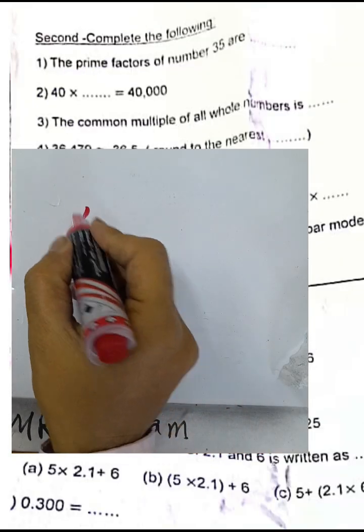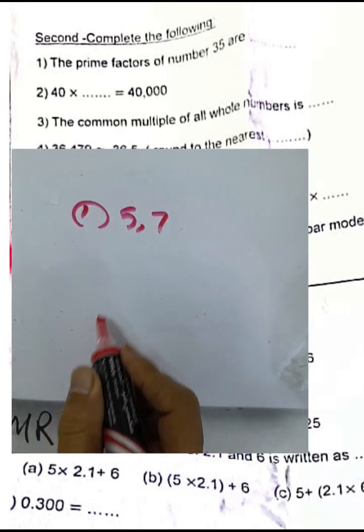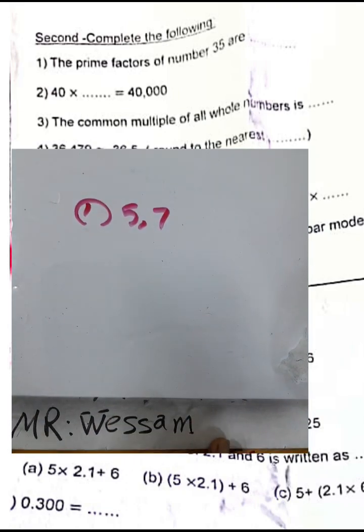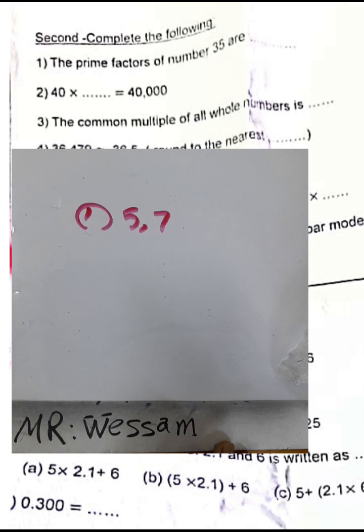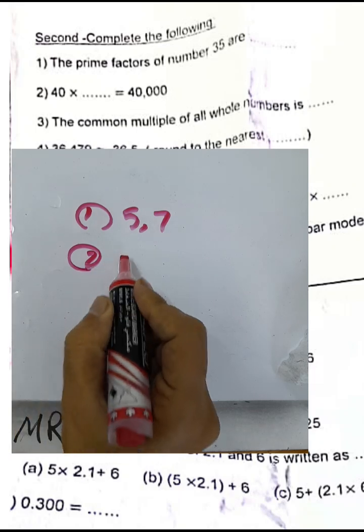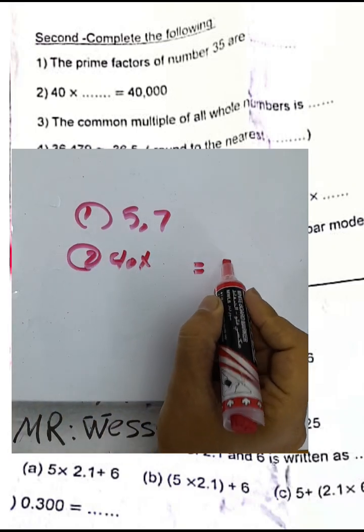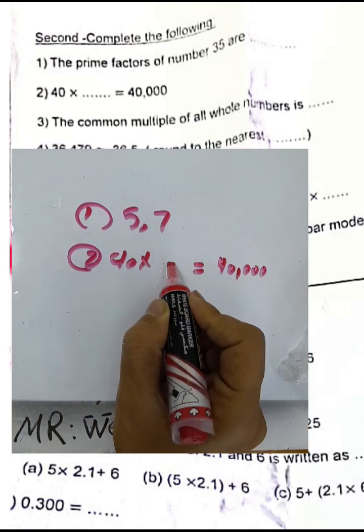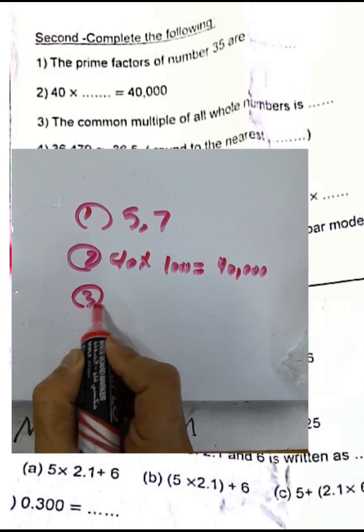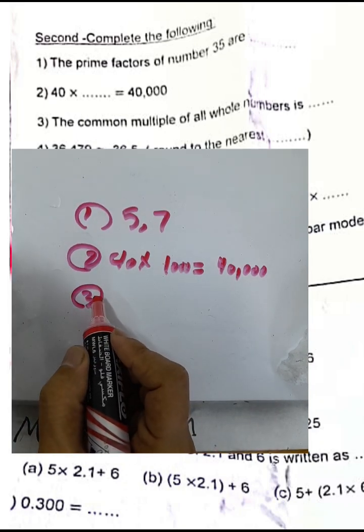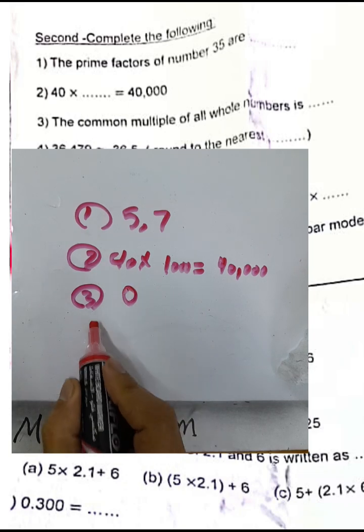Question number 1, the prime factors of 35 will be 5 and 7. 5 times 7 is 35. Then 5 and 7, we call them the prime factors of the number 35. Question number 2, 40 times space equals 40,000, multiplied by 1,000. Question 3, the common multiple of all numbers will be 0.